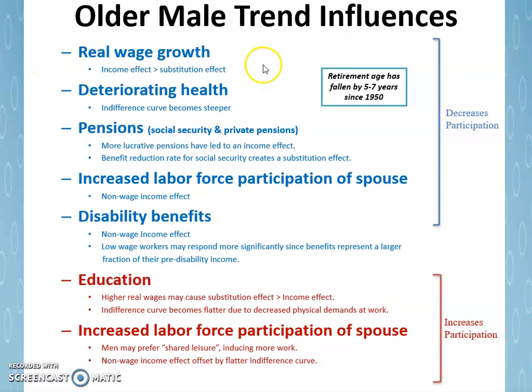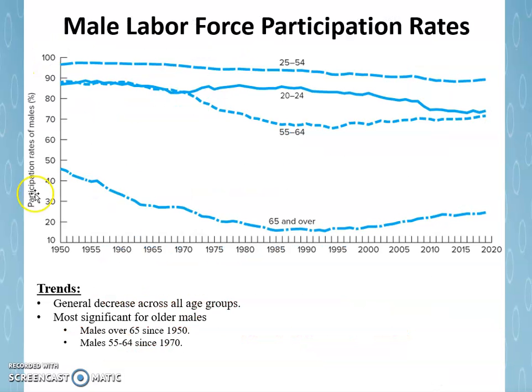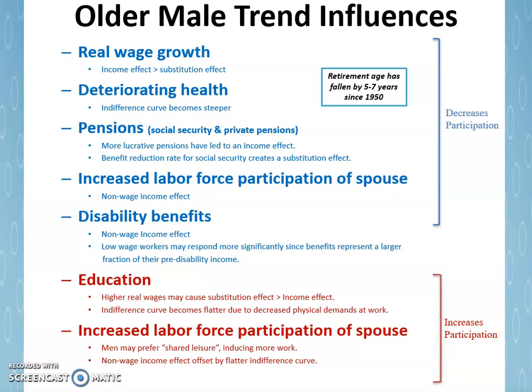One factor is real wage growth. Over this time frame, we see real wages growing on average, and as a result, that's going to cause some older males to decrease their labor force participation. If this is true, then the income effect is dominating the substitution effect. Recall that higher real wages cause some people to work more and cause some people to work less. So only if this is true would the older male actually work less from those higher wages.